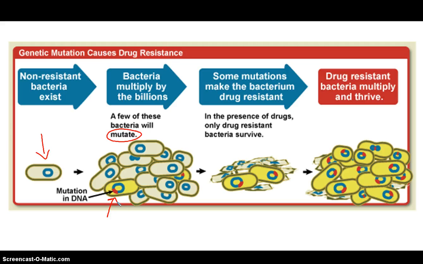So if we apply selection in the form of a drug antibiotic, most of them will die, but a few individuals, because of their resistance, because of the variation, are going to survive, and they're the ones that are going to multiply and thrive, and the genetic makeup, the gene frequencies of that population have now changed over time, and the population has evolved to become resistant to that antibiotic.